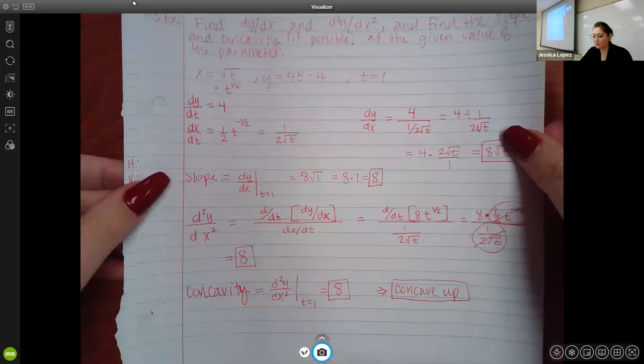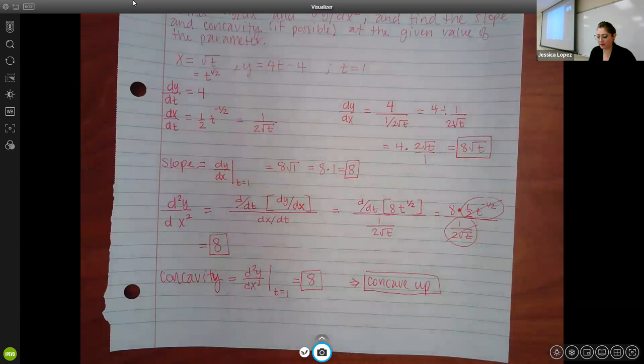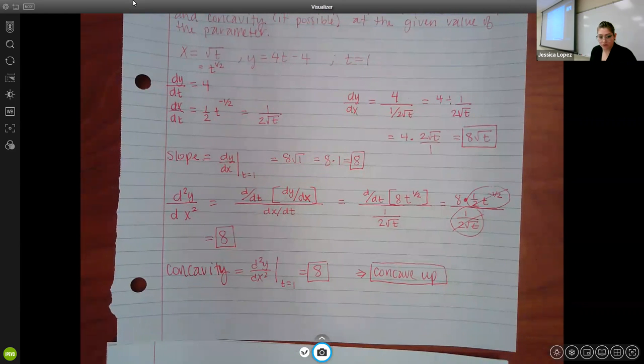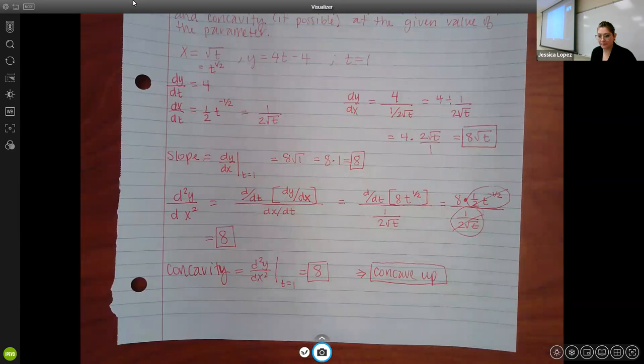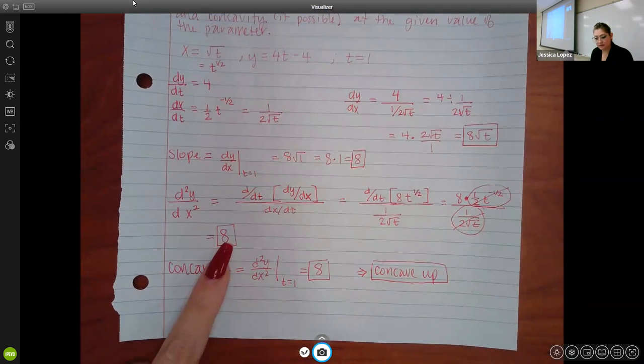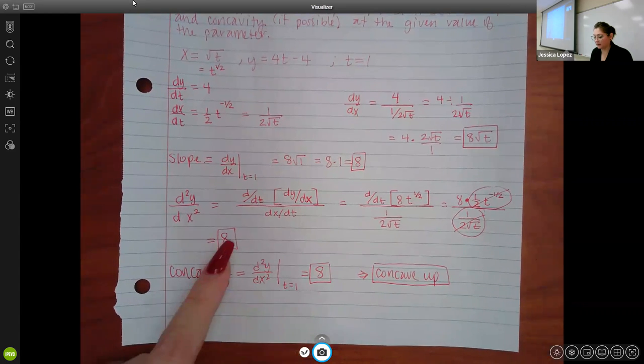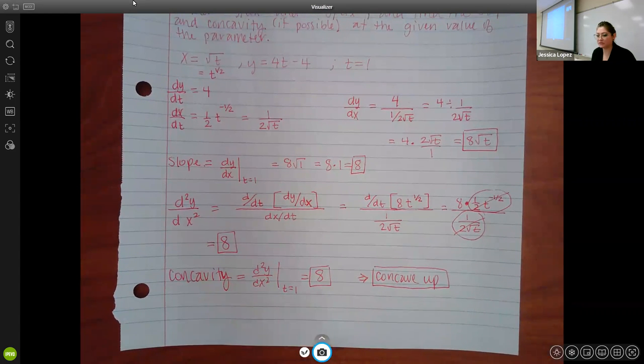So it's not too bad, the work. This one has a lot of examples. This section is a lot bigger than the 10.2, so that one should help. If this second derivative had a t, then I would have plugged in 1 and then figured it out, right? It just didn't have a t.